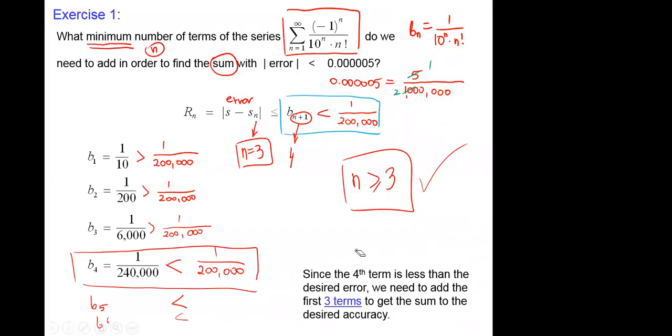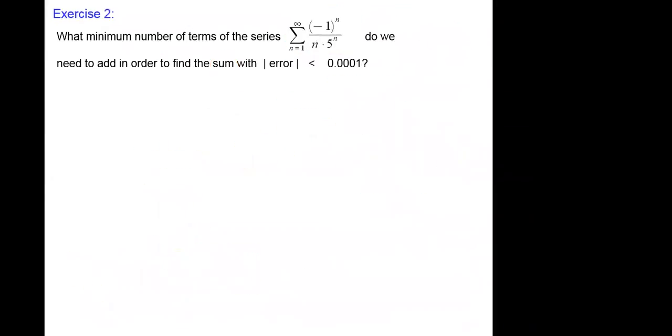Okay, let's solve one more and we will be done for today. Almost the same question, you see? Just a different formula. What minimum number of terms of the alternating series -1 to the n over n times 5 to the n do we need to add in order to find the sum with the error less than 0.0001?